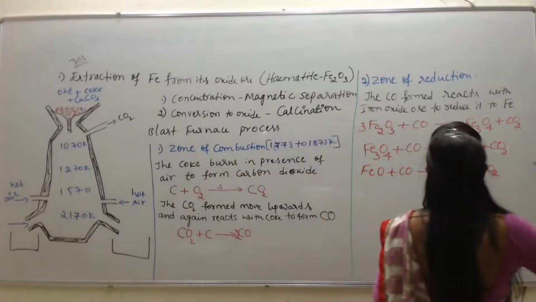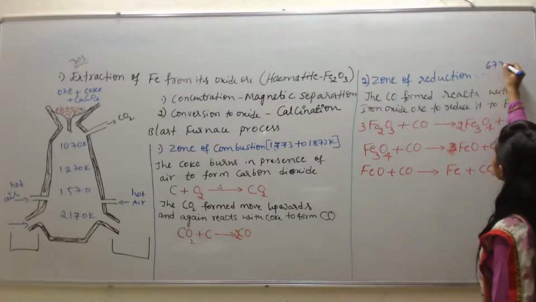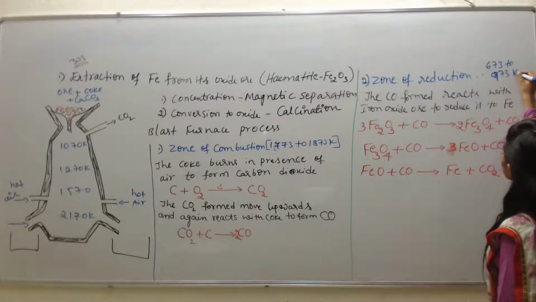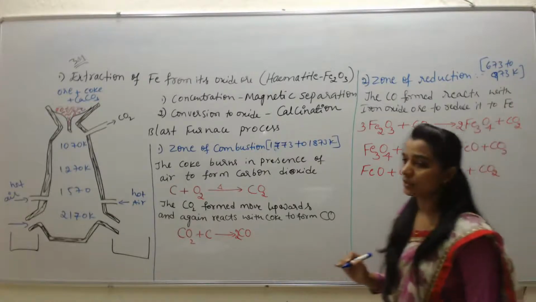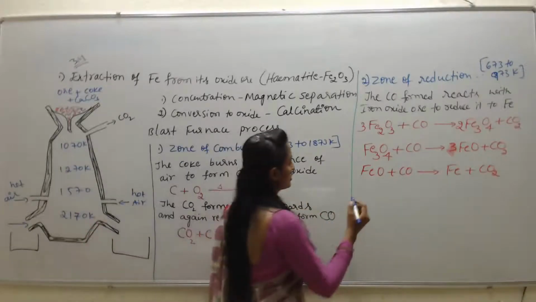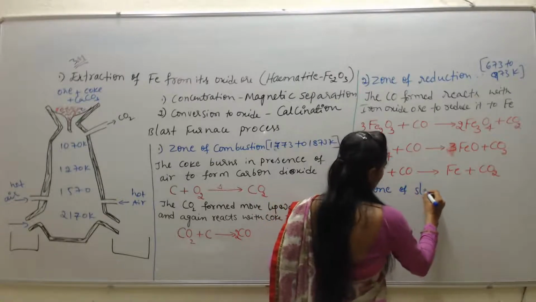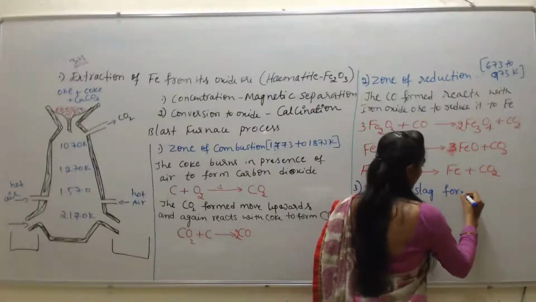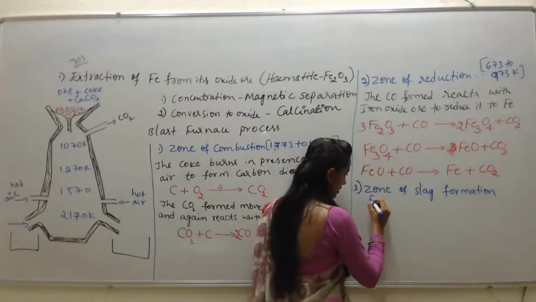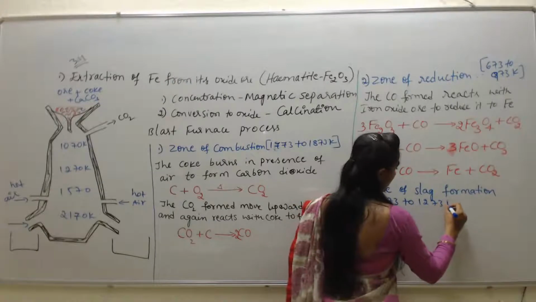This reduction zone temperature varies from 673 to 973 Kelvin. Okay, and the last one is the zone of slag formation. In this zone of slag formation, the temperature ranges from 1073 to 1273 Kelvin.